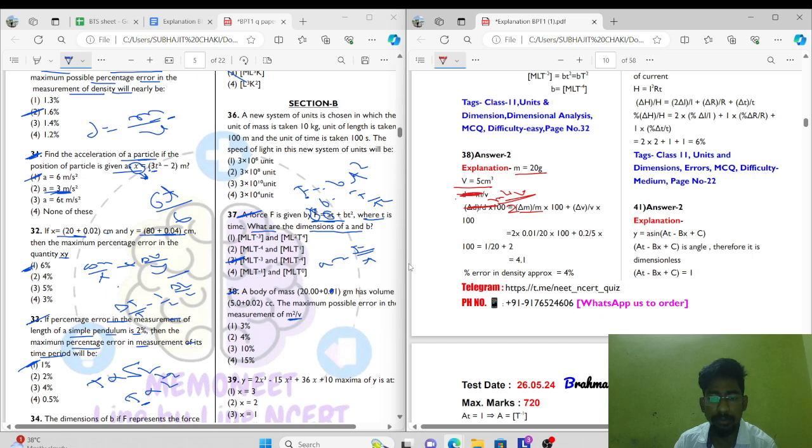Question number 39. Maxima and minima. This is a very unique concept in calculus. How to calculate maxima and minima? Maxima and minima occur whenever the value of dy by dx becomes 0, right? So calculate dy by dx. Dy by dx will become 6x square minus 30x plus 36 equals 0, right? Dy by dx equals 0.